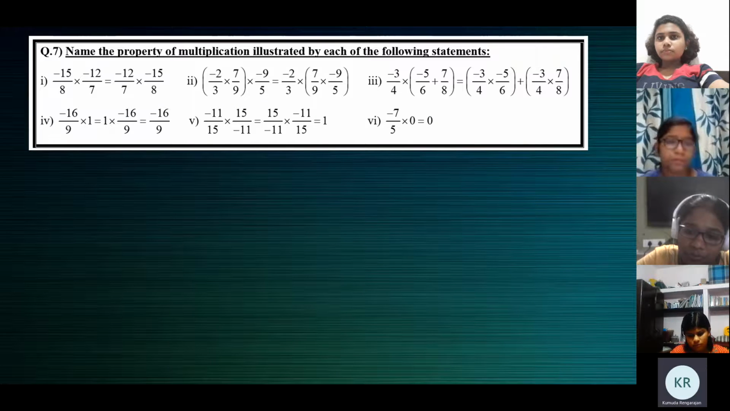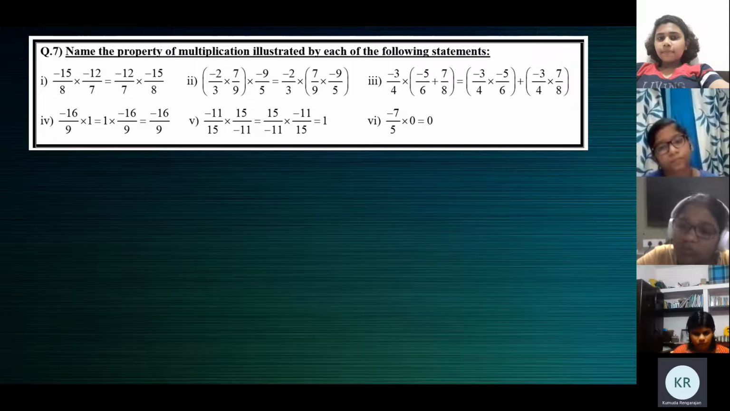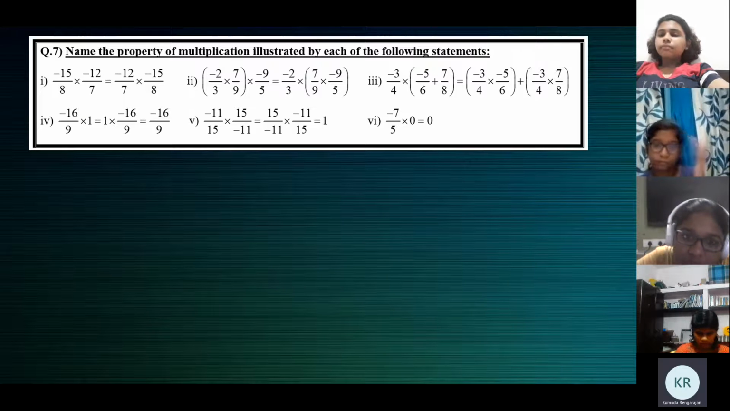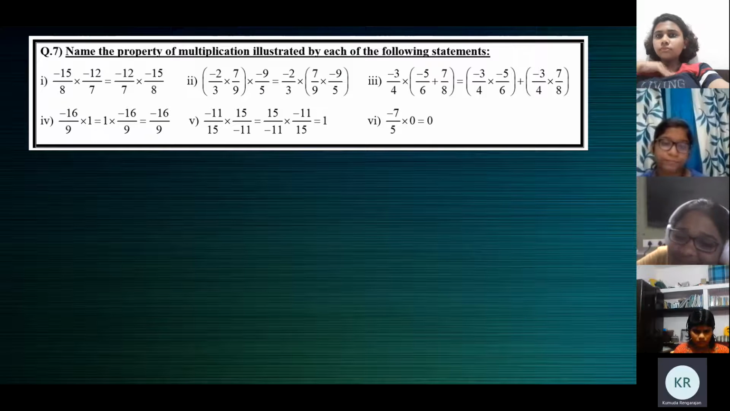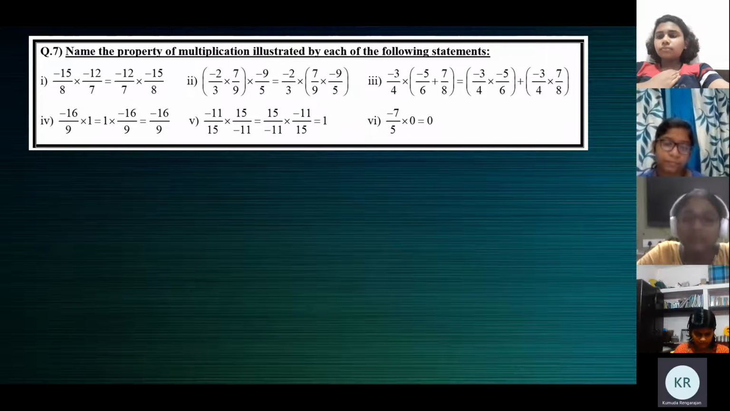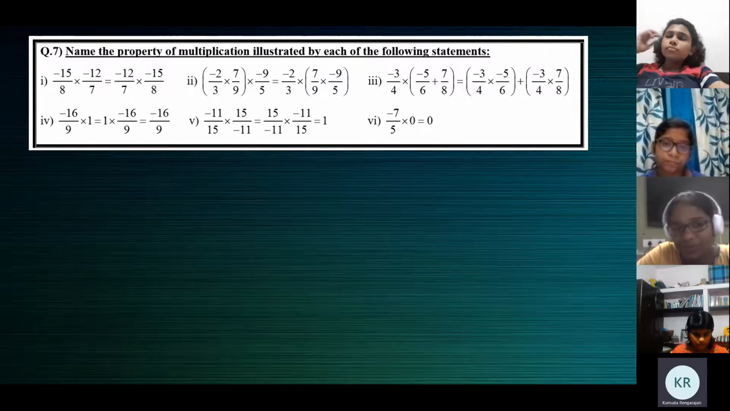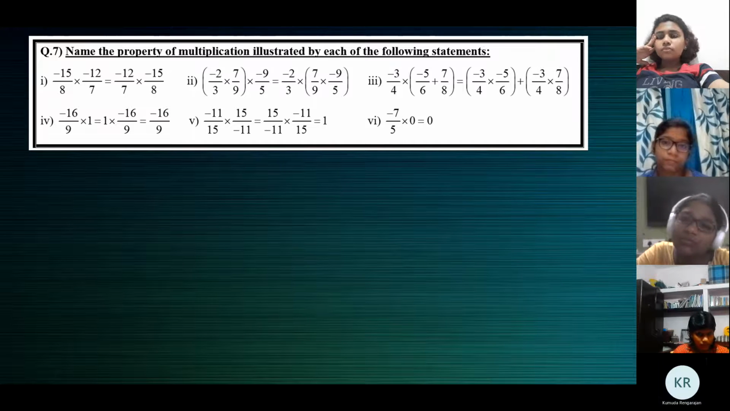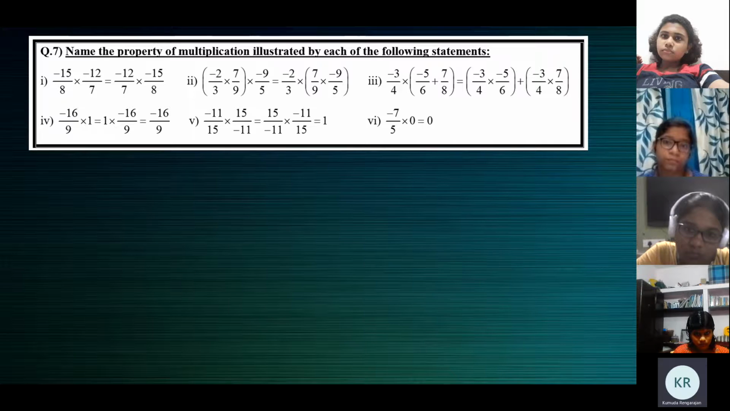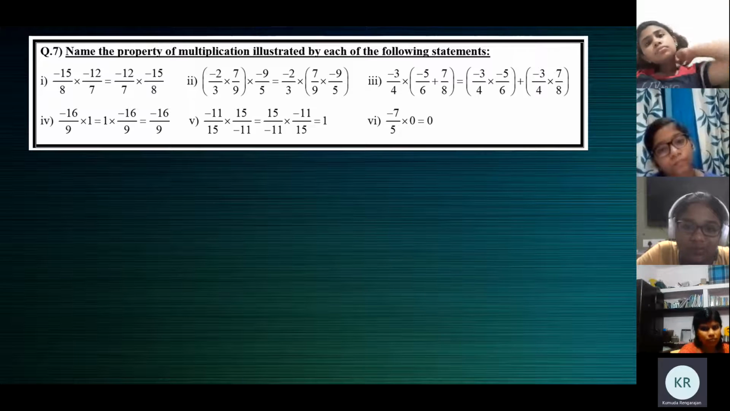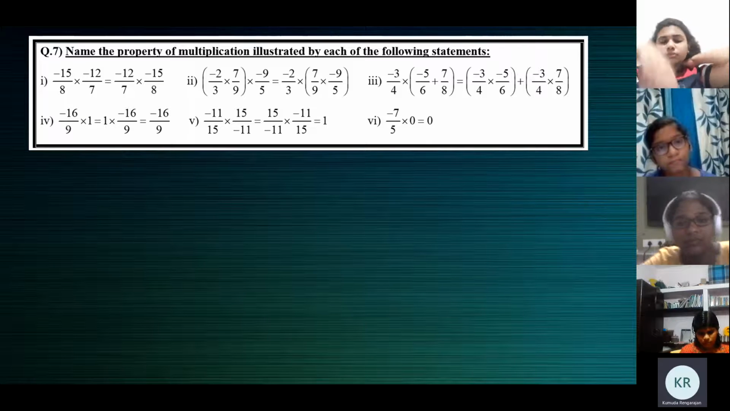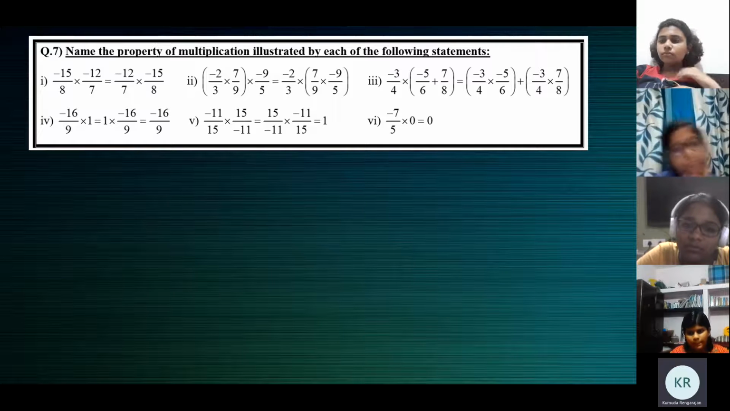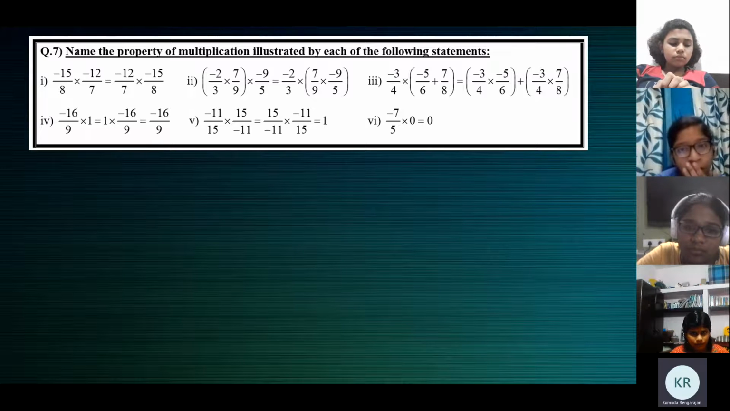Commutative because we have only two different rational numbers. In all we have 4, but only 2 different rational numbers: minus 15 by 8 and minus 12 by 7. These are the two rational numbers we see in the LHS and RHS, and they are just multiplied in a different order. In the LHS it's A into B, in the RHS it is B into A. So whenever we have AB, BA, it is commutative. If it's connected by the plus sign, it is of addition. Here it is the multiplication sign, so of multiplication. Commutative property of multiplication of rational numbers.